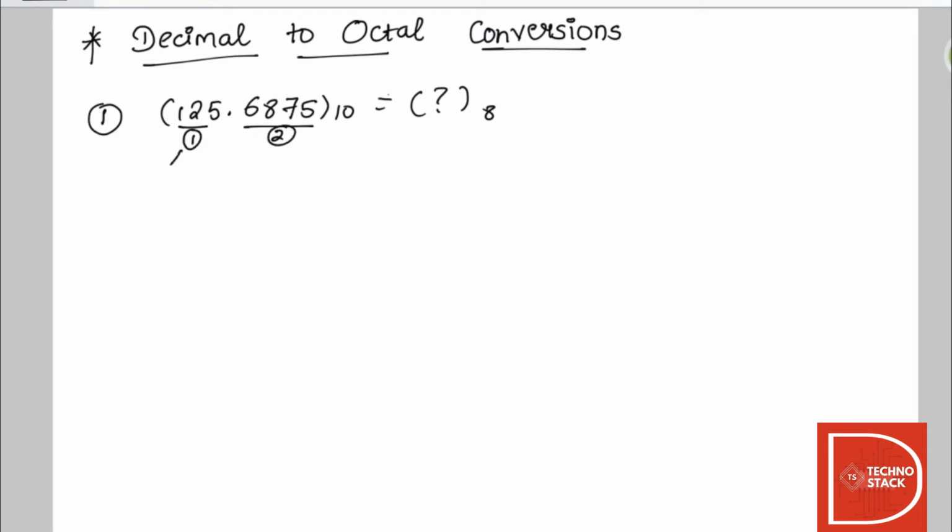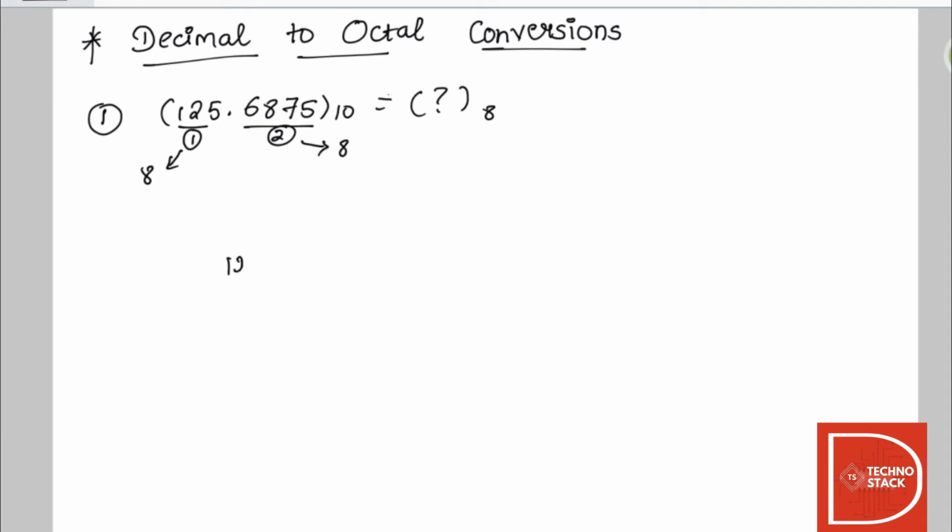For the first section we used to divide by the radix. There the radix was 2, so we were dividing by 2. Here the radix is 8, so we are dividing by 8. And for the second part we were multiplying with the radix. Previously the radix was 2, so we were multiplying with 2. Today the radix is 8, so we will be multiplying with 8. Okay, so let's get started.